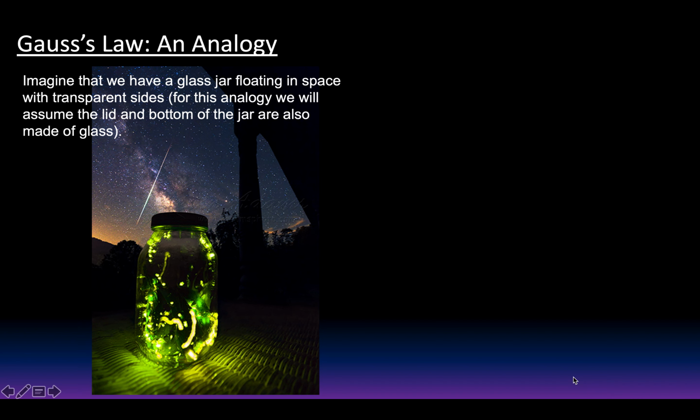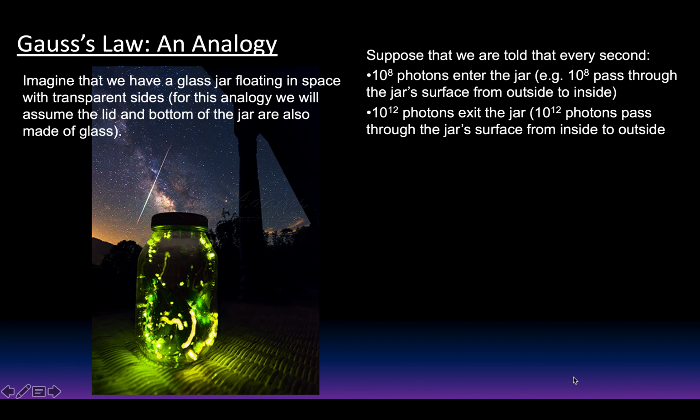Let us also assume that this jar is completely transparent everywhere over its surface. So the sides of the jar and the lid and the base are all made of glass. I am not going to tell you anything about what may or may not be inside the jar, but I will also tell you that every second 10^8 particles of light will pass from outside the jar through the glass to the inside of the jar, and simultaneously every second there will be 10^12 particles of light that exit the jar.